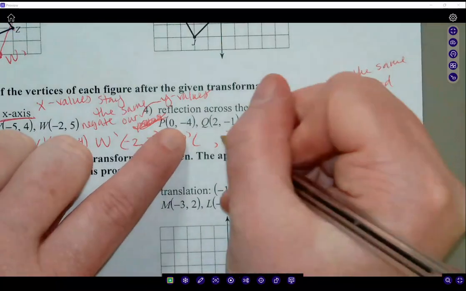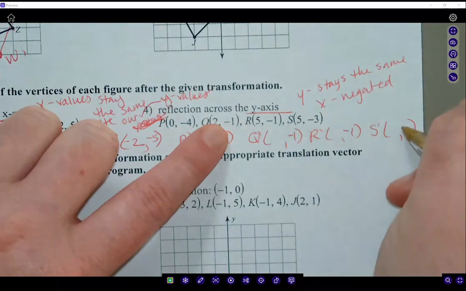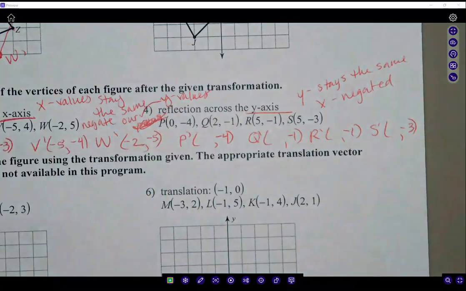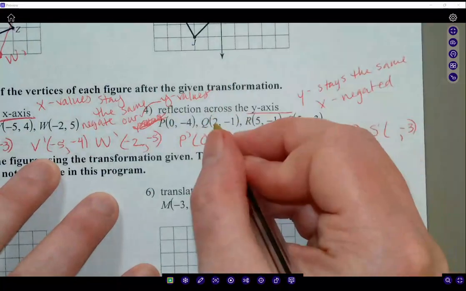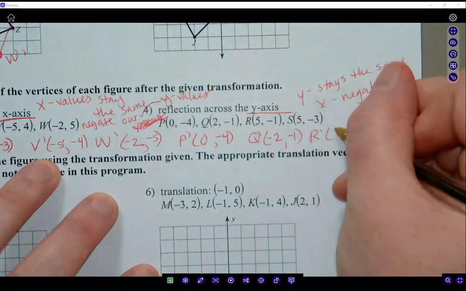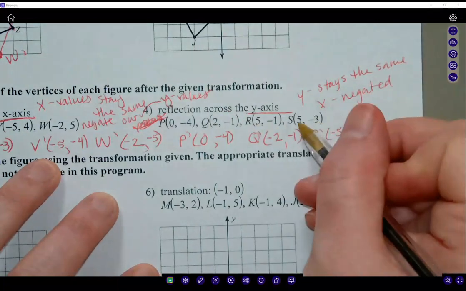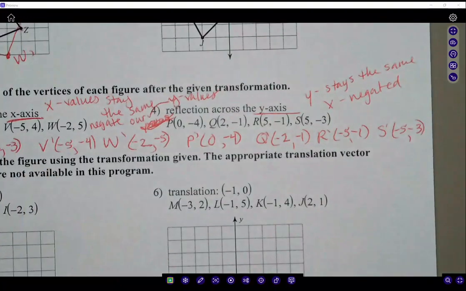So I'm going to copy in all of my y values. And now I'm going to negate those x values. The opposite of 0 is just 0. The opposite of positive 2 is negative 2. The opposite of positive 5 is negative 5. And the opposite of positive 5 is negative 5. You're just going to have to memorize those rules in order to do these reflections.